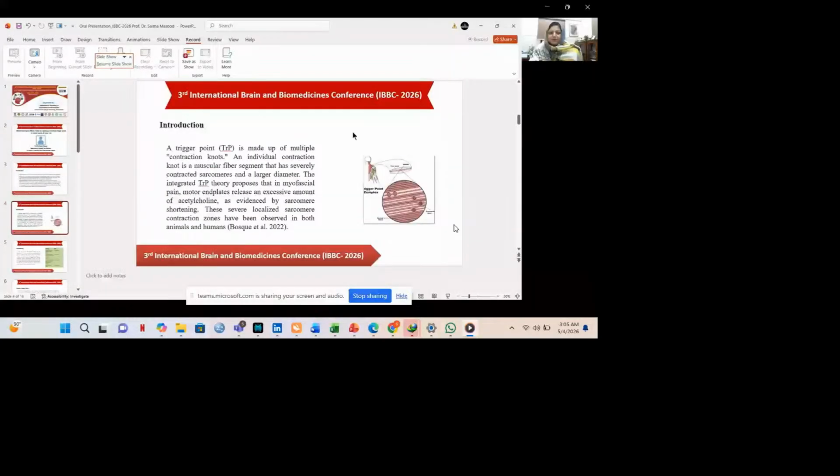So what is the trigger point? Actually, the trigger point is made up of multiple contraction knots. An individual contraction knot is a muscular fiber segment that has severely contracted sarcomeres and a larger diameter. Severe localized sarcomere contraction has been observed in both animals as well as in human beings.